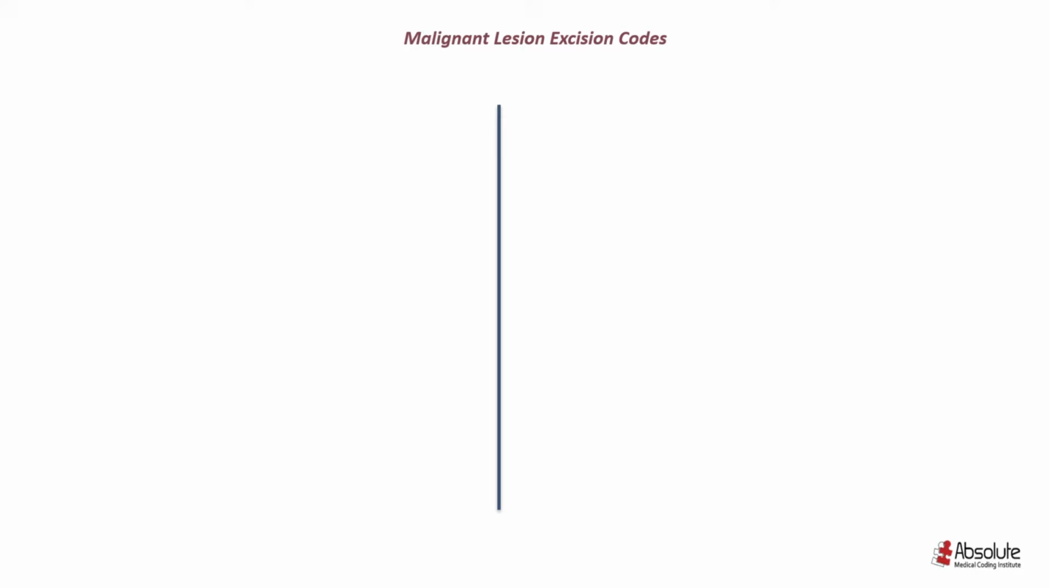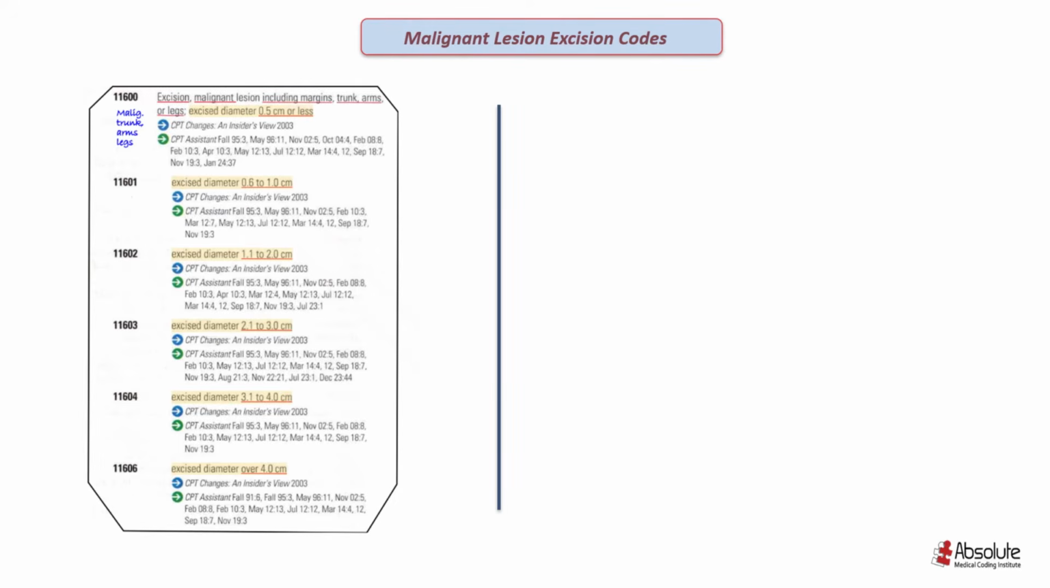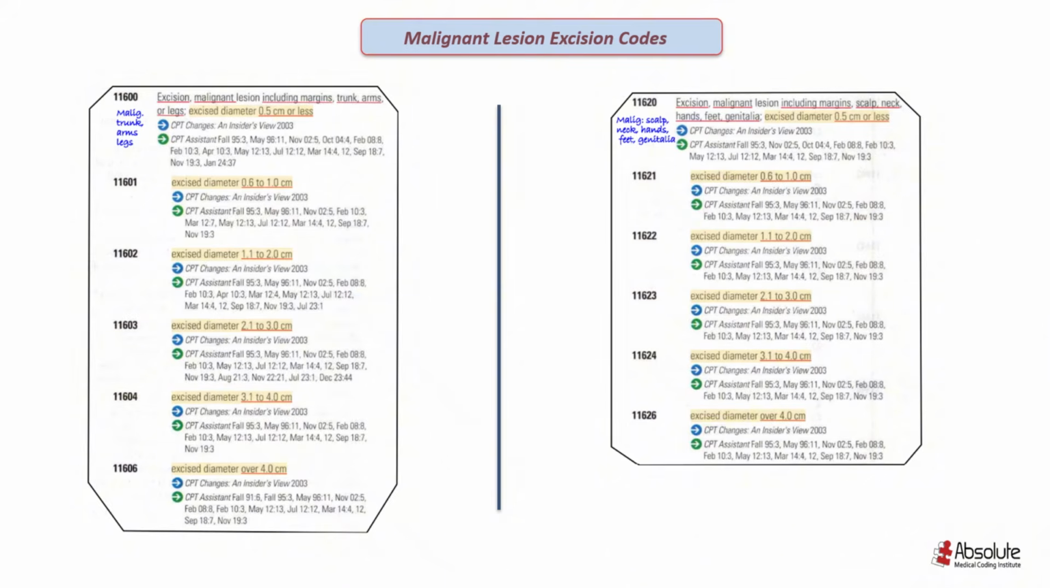And next we have the malignant lesion excision codes, which start with the 116 series. So we have two code ranges once again. The code series from 11600 through 11606 is for excision of malignant lesion of the location trunk, arms or legs, while 11620 through 11626 is for excision of malignant lesion of the location scalp, neck, hands, feet and genitalia.